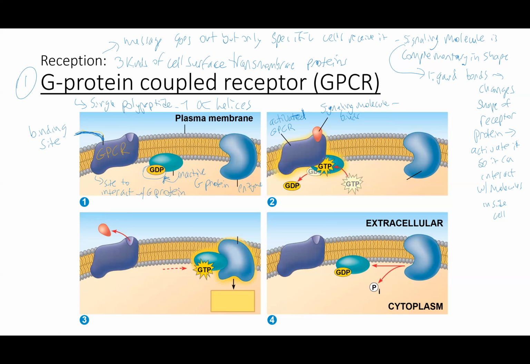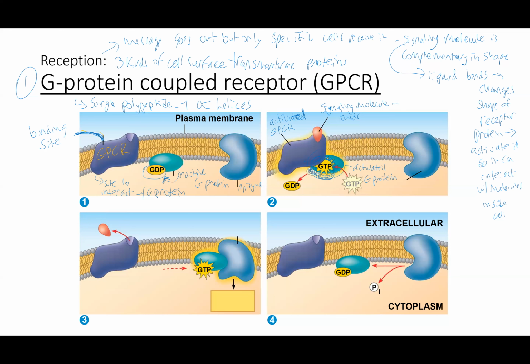Now we're going to bind GTP. This activation causes the G protein to bind GTP, so this is now activated. And we know it's bound because now it has GTP. But still nothing has happened to the enzyme.